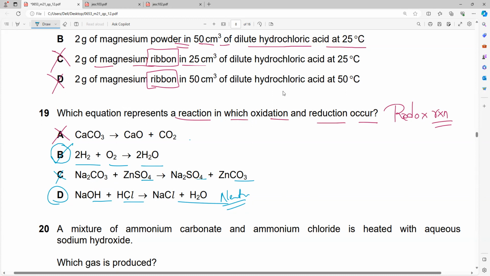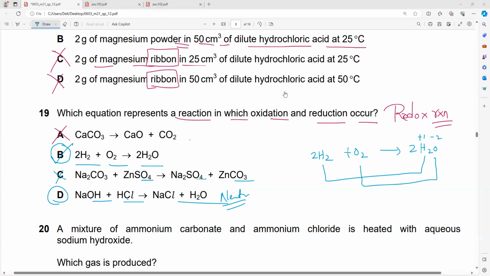Okay, so oxygen is reduced. Take 2H2 plus O2, which gives you 2H2O. The oxidation state of hydrogen is +1 and oxygen is -2. So what is happening? Hydrogen is going to lose the electron, and oxygen is going to receive the electron. Hydrogen is going to lose the electrons.